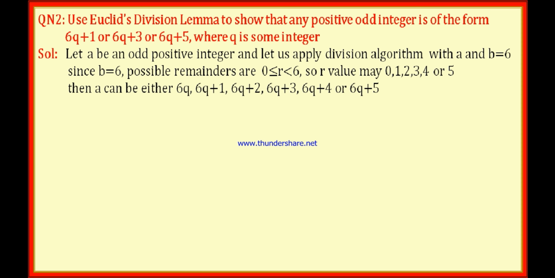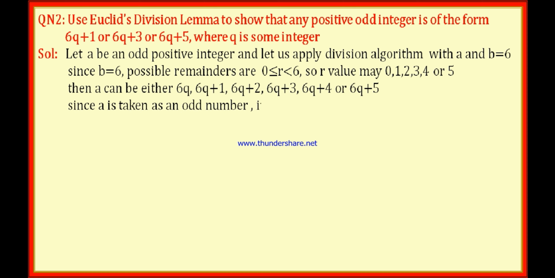Here a is equal to bq plus r. If r is 0, then a is bq, that is 6q only. If r is 1, bq plus r means 6q plus 1. If r is 2, 6q plus 2. If the remainder is 3, 6q plus 3. If the remainder is 4, 6q plus 4. If the remainder is 5, then a value may be 6q plus 5.